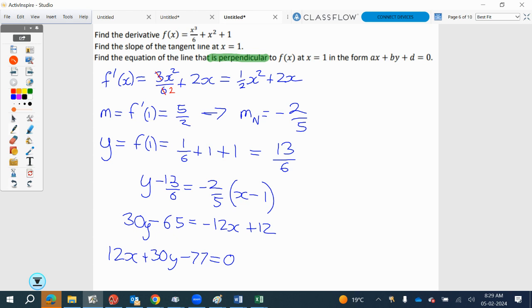We go from 1 over 6 plus 1 plus 1 equals 13 over 6. And then we jump down. I don't know how we got these numbers.